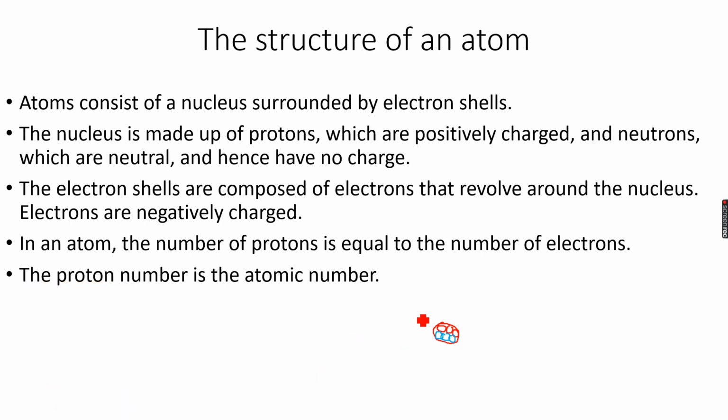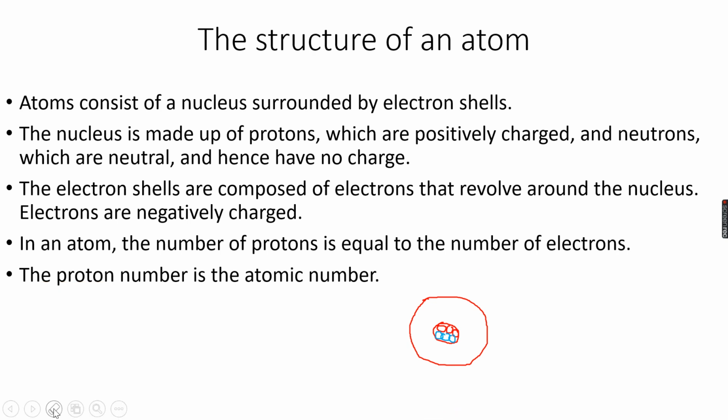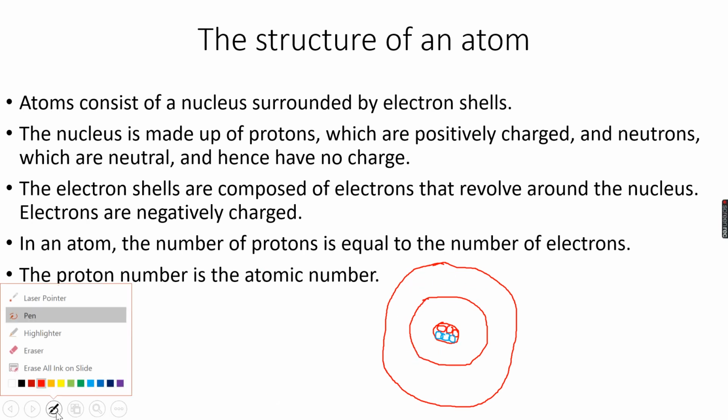And surrounding the nucleus, we have shells. And let's make another one. So we have shells. Let me just make this more circular because it looks a bit distorted. Yeah, this is better. So we have shells, and we know that these shells contain electrons, which are negatively charged particles. So protons are positively charged, neutrons have no charge, and electrons are negatively charged.